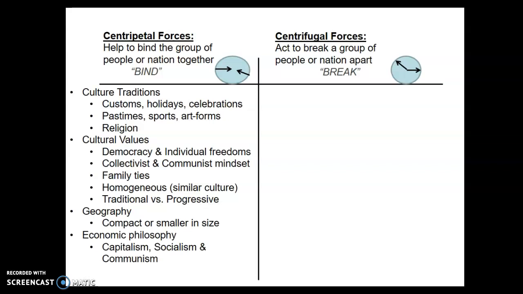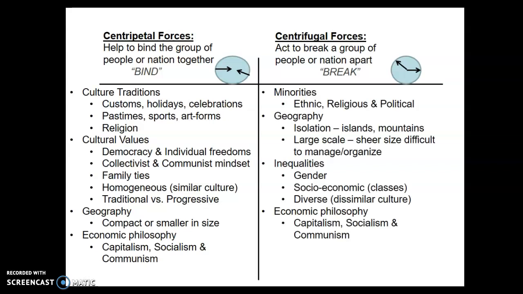But I'm going to go through the ones that break apart. Minorities. If you've got different people treated differently in your country, like in our country, we have brown people that don't have the same economic power as white people historically, or you have religious groups that have power over others, or political parties that have powers over others, that can create tension, that can create centrifugal forces.